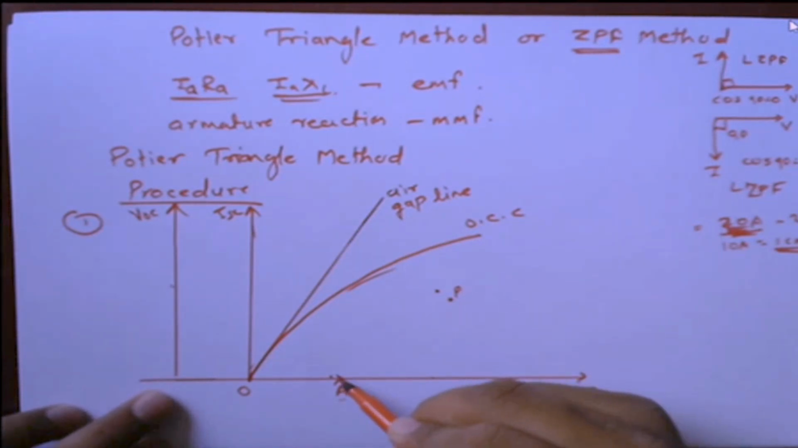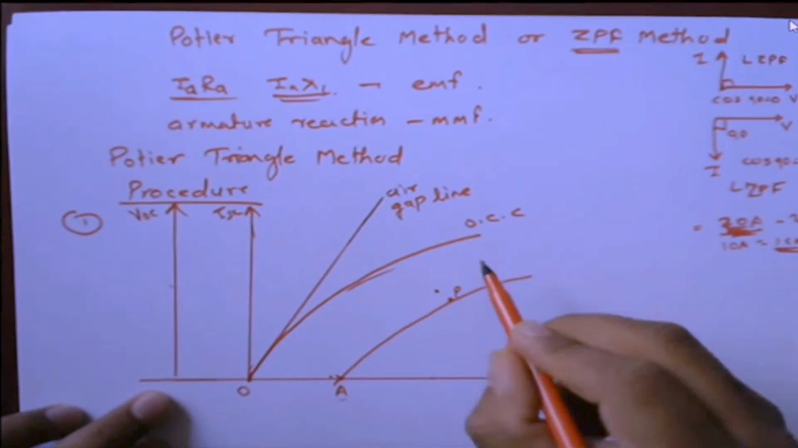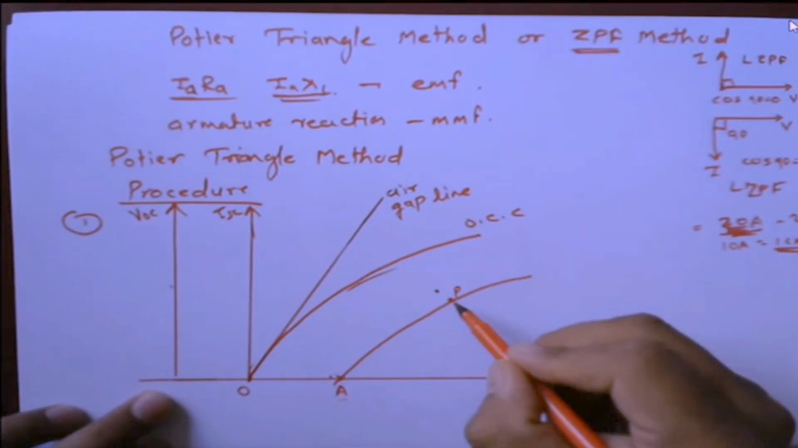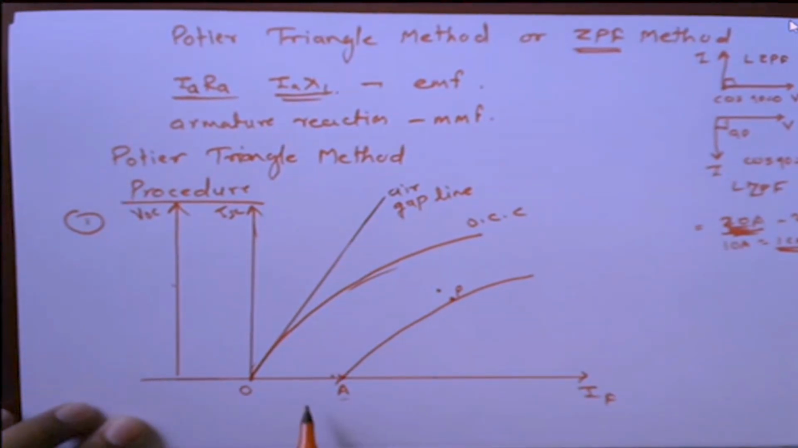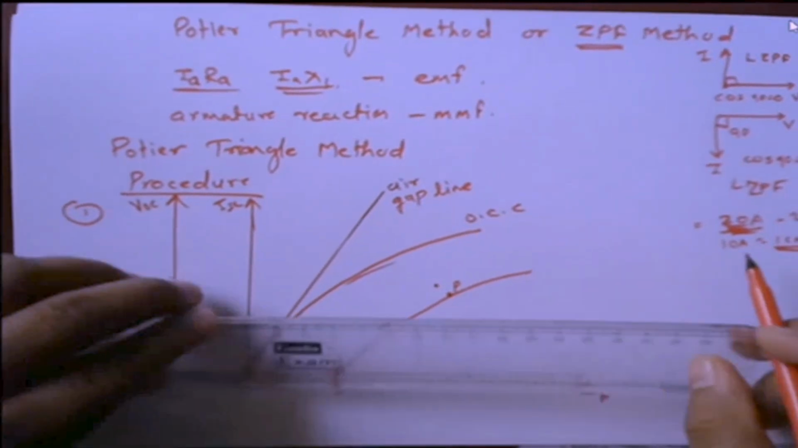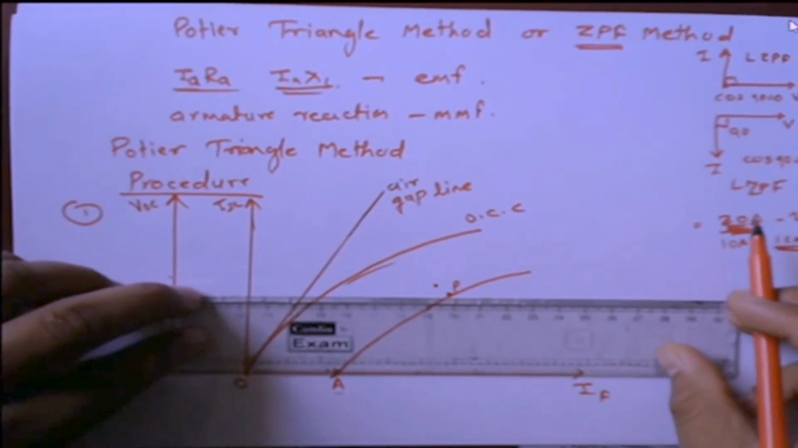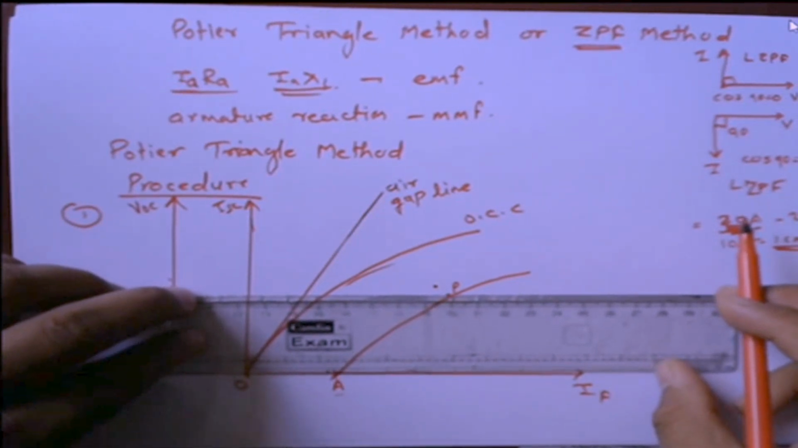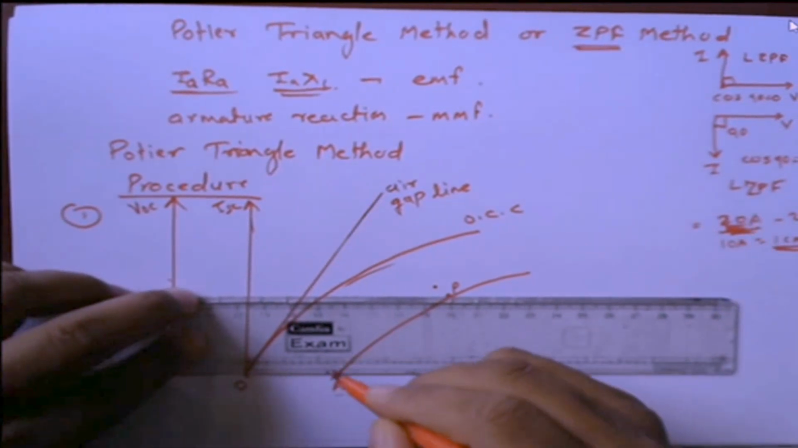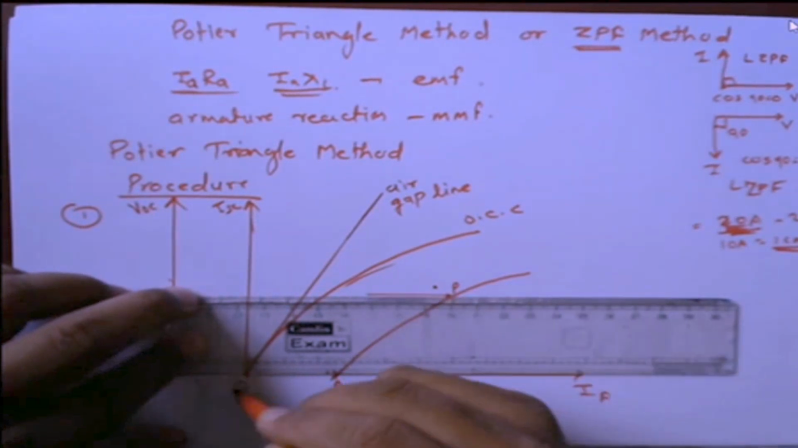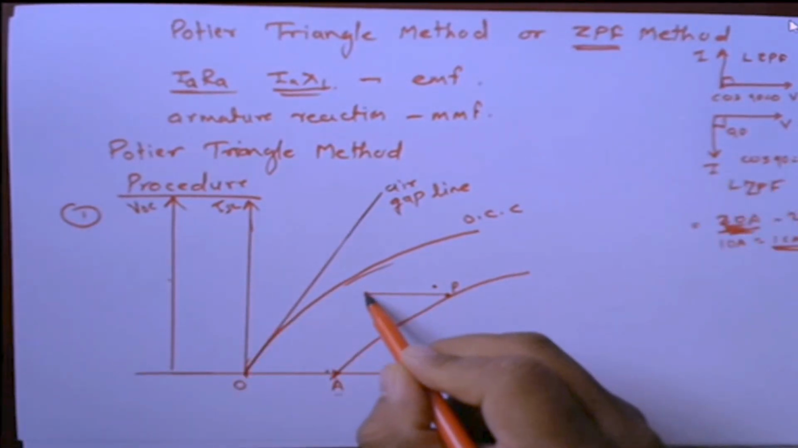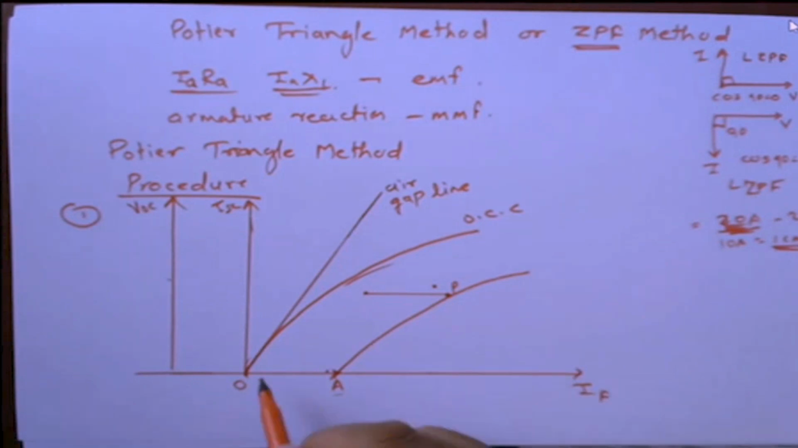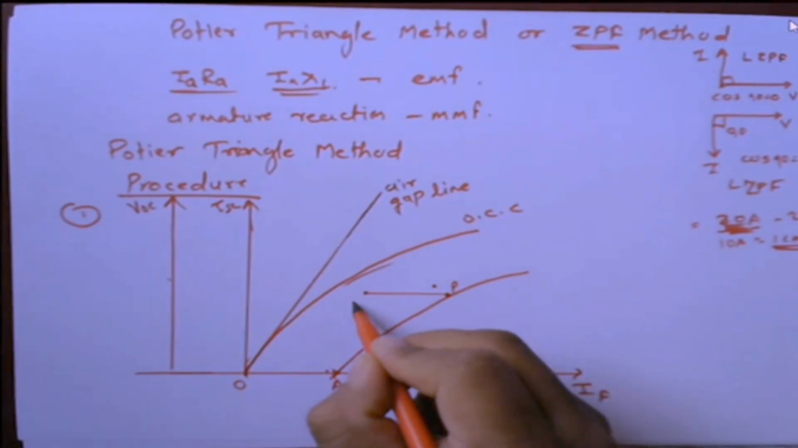We have to draw the saturation curve, which is passing through point P, which is just like OCC. Once we get the point P, we have to draw a line parallel to the x-axis, but the length of that line should be equal to OA. So from point P, I will draw a line parallel to OA, with length equal to OA. Let us suppose this one. Once this line is marked, having length equal to OA, we will name it as point Q.